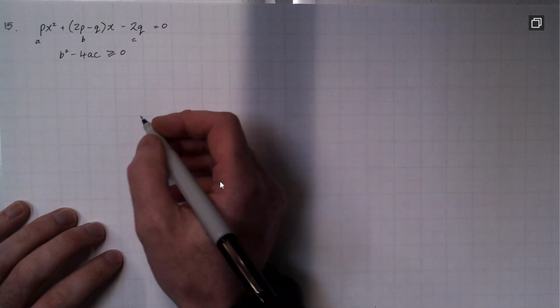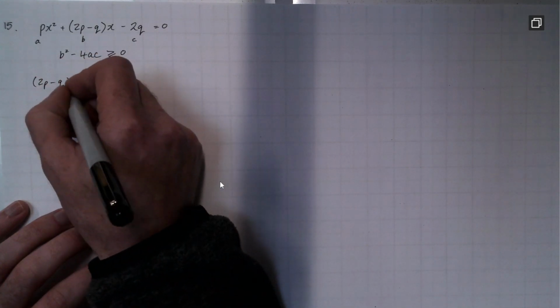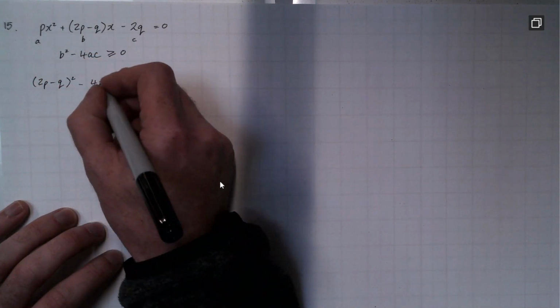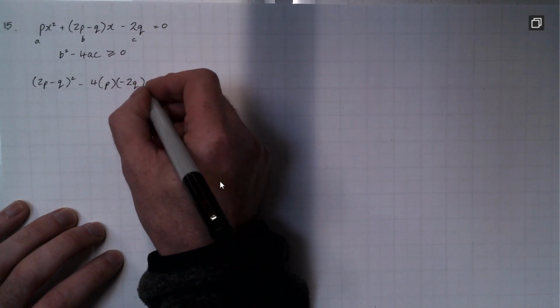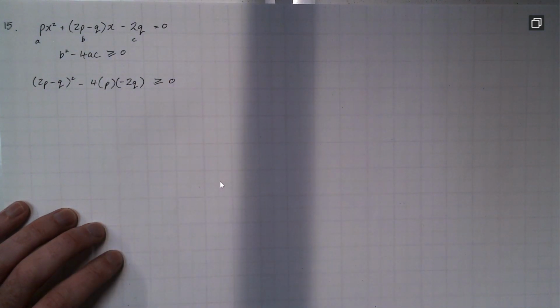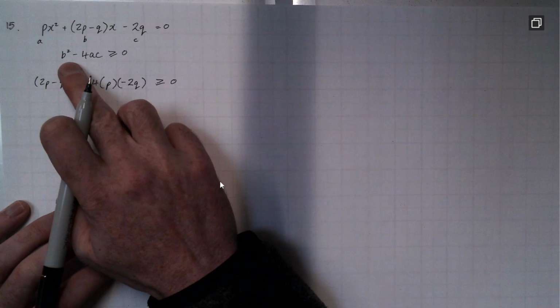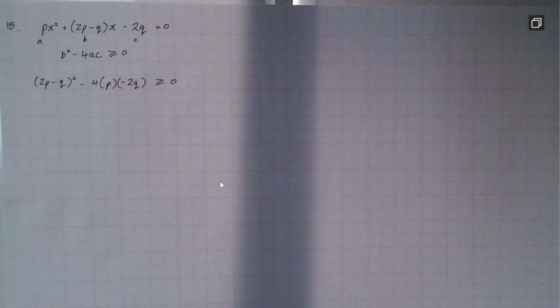So b squared is (2p minus q) squared minus 4 times p times minus 2q, which must be greater than or equal to 0. Let's see, it's just the linear formula. So we want to know whether the roots are real or non-real.